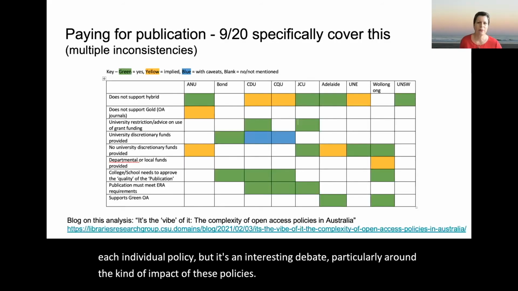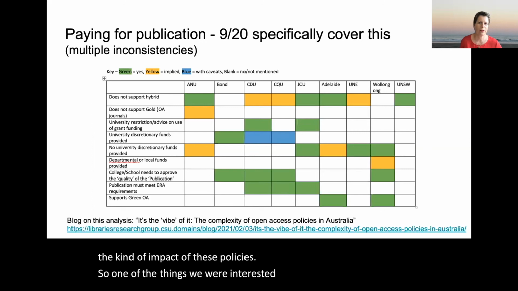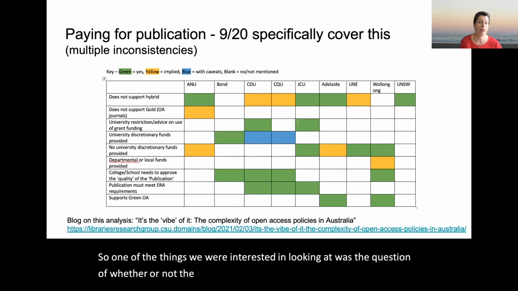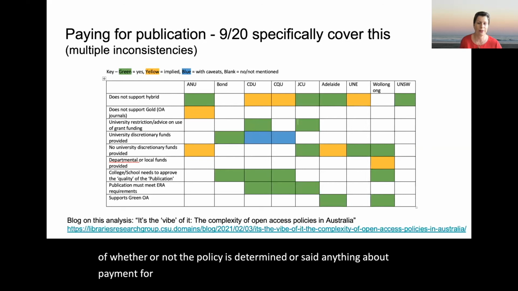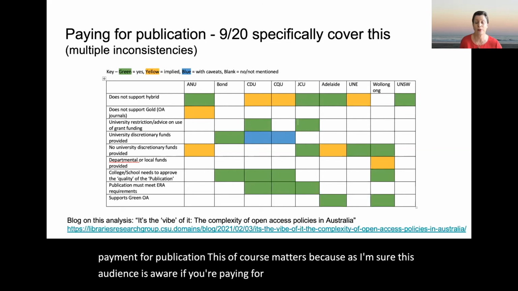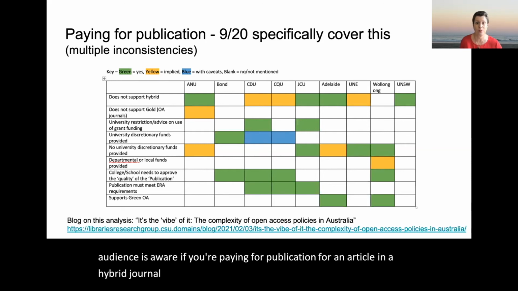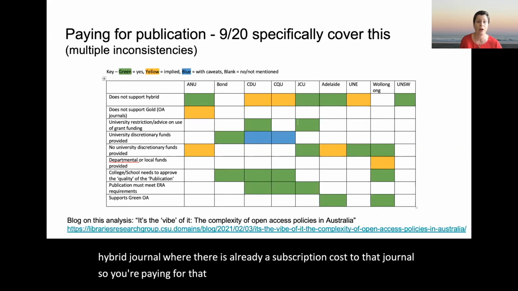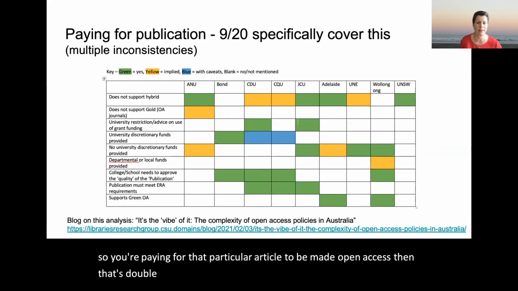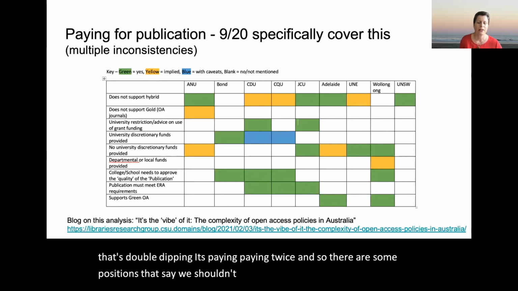One of the things we were interested in looking at was whether the policies said anything about payment for publication. This, of course, matters because, as I'm sure this audience is aware, if you're paying for publication of an article in a hybrid journal where there is already a subscription cost to that journal, so you're paying for that particular article to be made open access, then that's double dipping. It's paying twice. And so there are some positions that say we shouldn't be doing that. So that's what we were looking at.